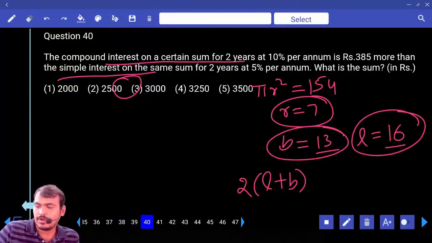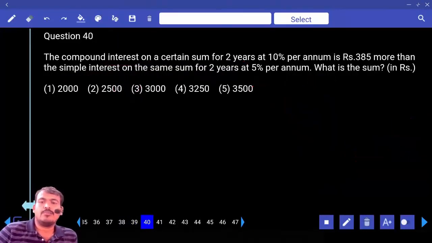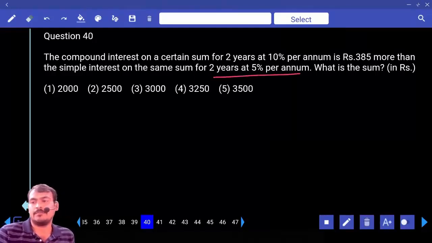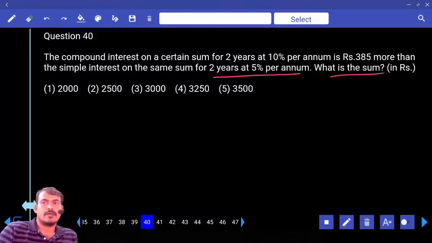Next question number 40. The compound interest on a certain sum for 2 years at the rate of 10% per annum is 385 more than the simple interest on the same sum for 2 years at 5% per annum. What is the sum value?